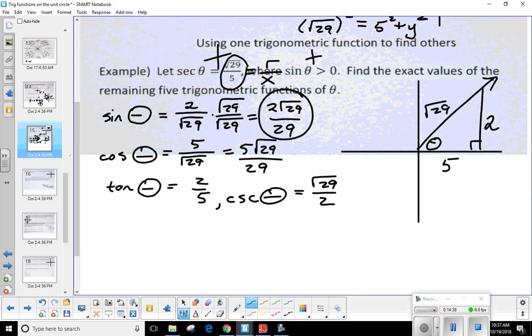Okay. Now, we already have secant. We don't have to worry about it. What would cotangent be? 5 over 2. I just take the reciprocal. There you go.